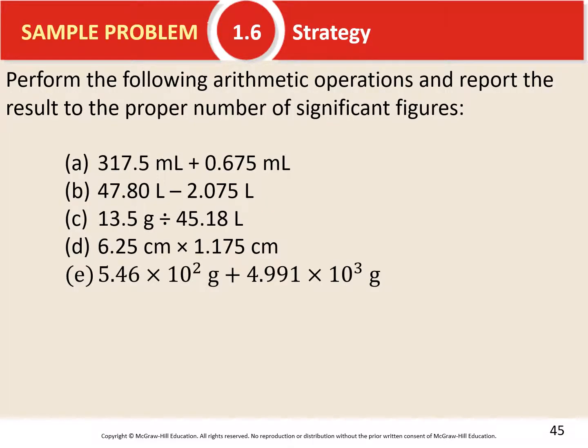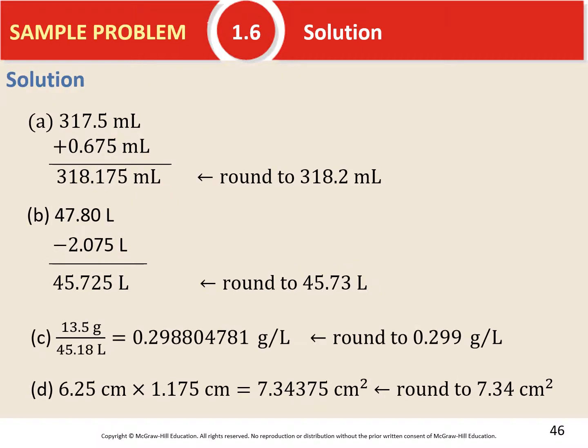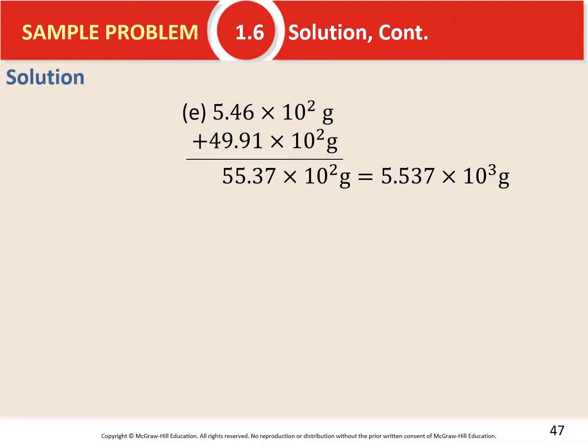I want you to take a minute and perform these operations and see if you can get the final answer for how many significant digits you should have in your final answer. So just to start off, for letter A, your final answer should only have 1 digit after the decimal, because the 317.5 limited you because it only has 1 significant digit after the decimal. Okay? Here's the solution. You can go through that, but I want you to practice those problems.